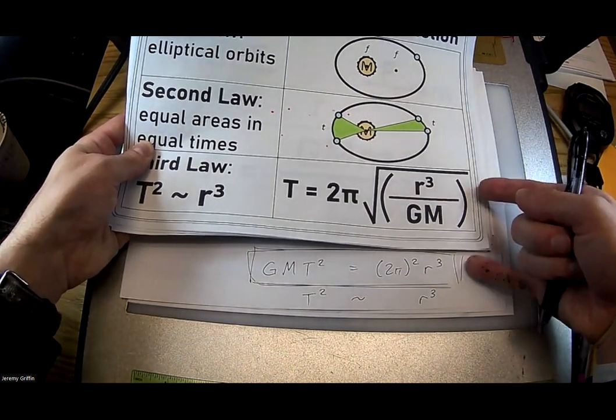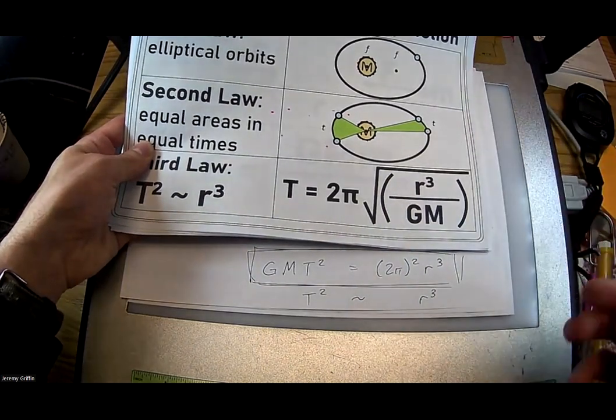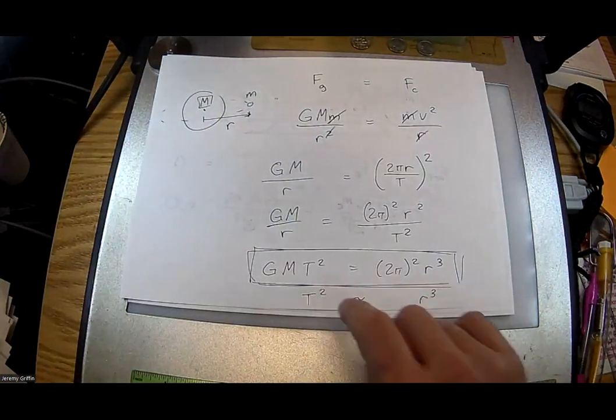And there's a few different versions you can have this in. There's one way to do it. There's another way to do it. There's a lot of ways you could write that. There's Kepler's third law right there.